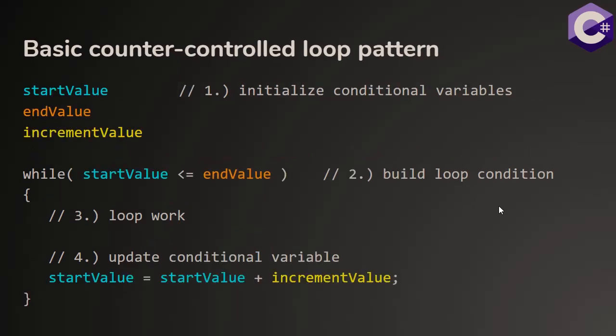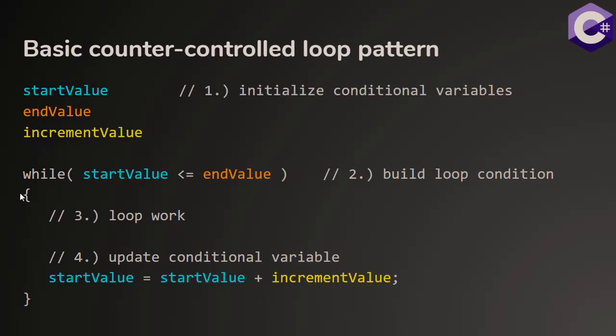Here we have our basic counter-controlled loop pattern. When we set up a counter-controlled loop, we're just trying to count. We're setting up a counter like a kitchen timer that counts from some start value, counts up or down to an end value by some increment. So I can count up from 1 to 10 by 1s, or I could count down from 10 to 1 by 1s, or I could count up from 1 to 100 by 10s, or so on.